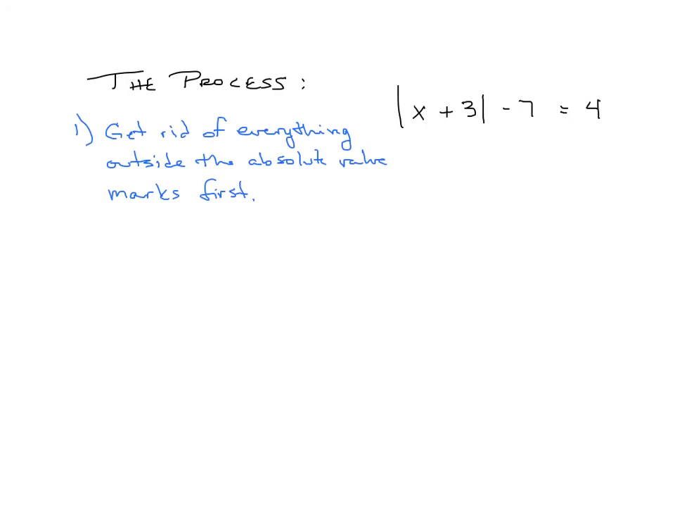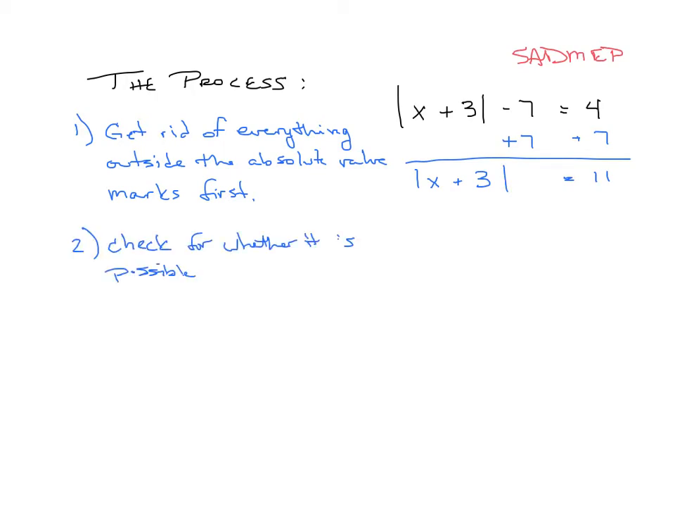So let's take a look at the steps that we're going to need to solve an absolute value equation. We'll use this equation as an example to go through the process. The first step is getting rid of everything outside the absolute value marks. Absolute value marks also act like parentheses. So in SADMAP, when we're solving, anything inside the parentheses will go last. Likewise, anything inside the absolute value marks will go last. In this problem, the first thing we're going to get rid of is this negative 7. We'll do that by adding 7 to both sides, very similar to every other kind of problem that we've done. So now we have the absolute value of x plus 3 is equal to 11.